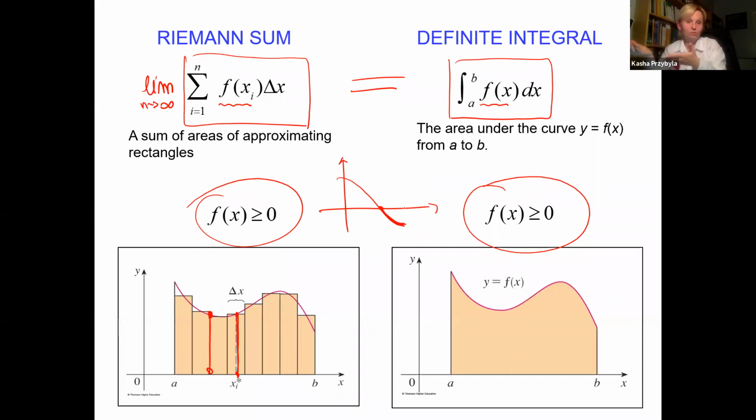Now, I will not always have this ideal situation where everything is positive. No, I may have a negative function, and I should still be able to integrate. That means, let's see what we will do. We will add one more thing.